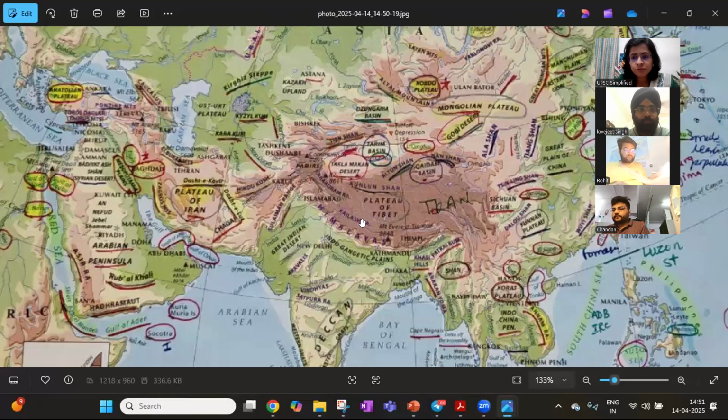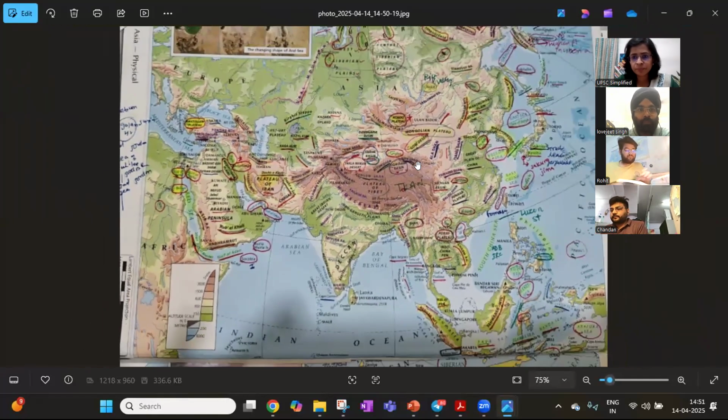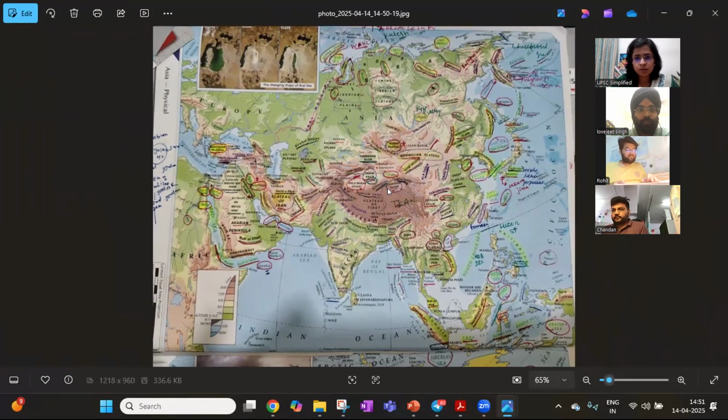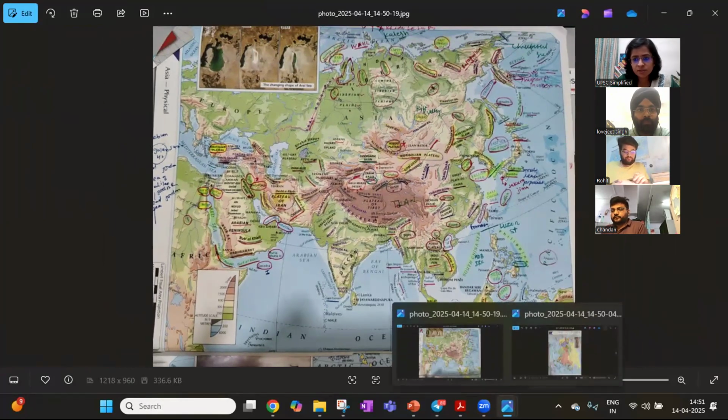Can you see all these things? For the world map, you have to do one more thing. So next is this political map.